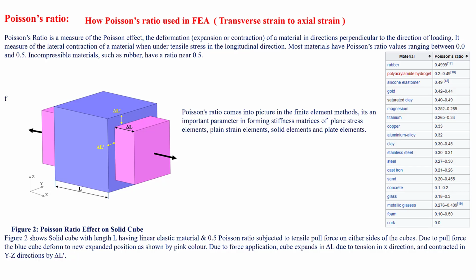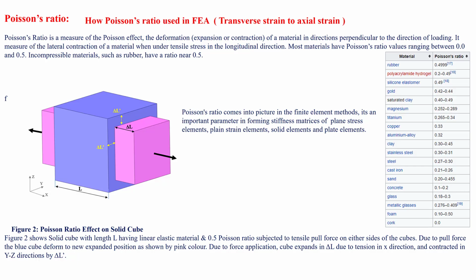You can see some of the values there. For steel, it is 0.27 to 0.3, for copper it is 0.33, and for aluminum alloys it is 0.32. For rubber, it is 0.49 to 0.5. Particularly, this Poisson's ratio comes into the picture while dealing with the stiffness matrices of plane stress, plane strain, and solid elements as well as plate elements.